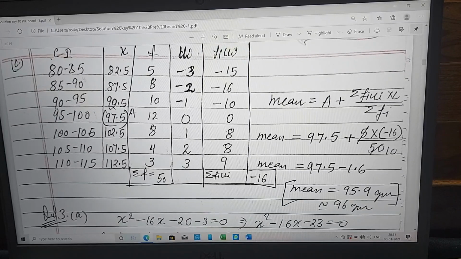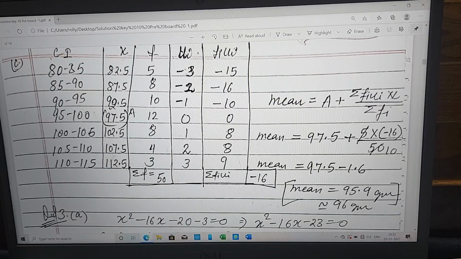There are many children who have taken 85 as x, 90 as x, means upper limits had been taken as x. So they did 85 into 5, 90 into 8, 95 into 10. So that is the wrong thing. First of all, you have to calculate the mid value of the class intervals. That means class marks are supposed to be calculated, and class marks will be used as variate, as x, whether you are using the direct method or the step deviation or shortcut method.